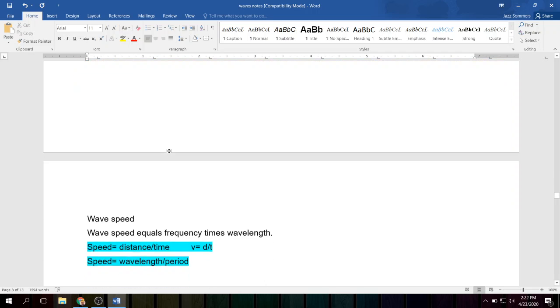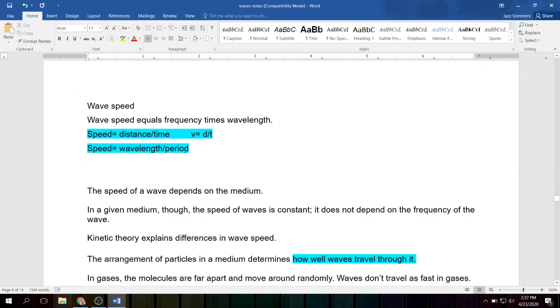One other thing we like to know about a wave is the speed. And the speed of the wave is frequency times wavelength.